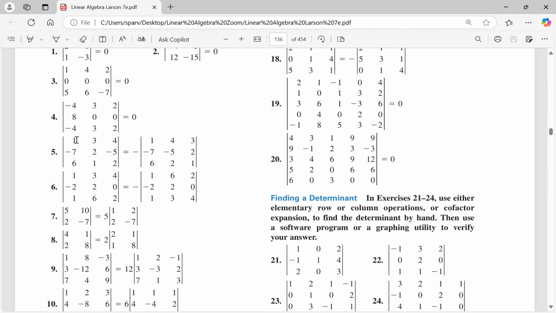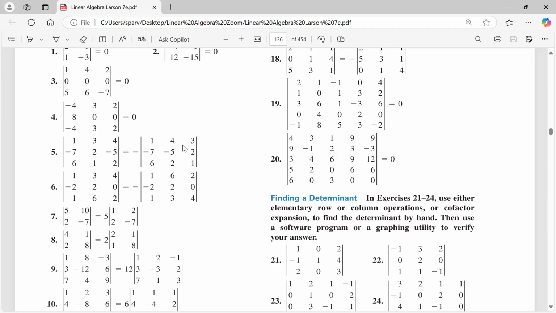So look at the first one, the 1, -7, 6, 1, -7, 6. The second column, 3, 2, 1, is now the third column. The third column is now the second column. So it looks like he switched columns, didn't he? So that's the operation he's done. He switched 2 columns. So he's done an elementary column operation, switching 2 columns.